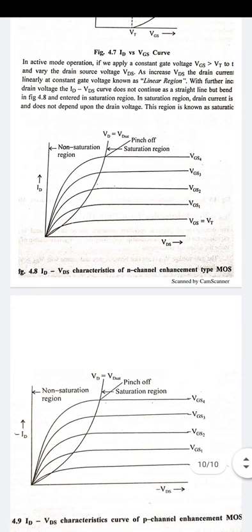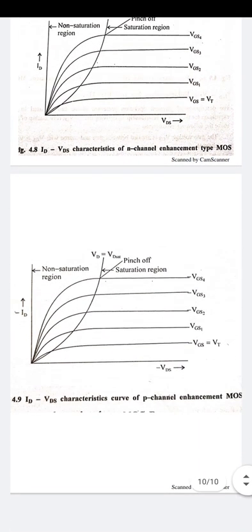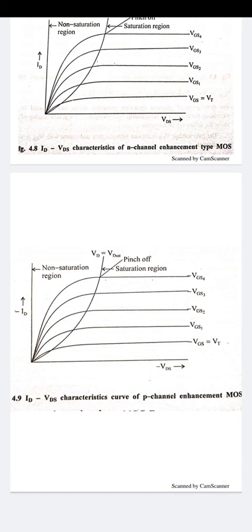This is for N channel type MOSFETs, and below that I have shown in the diagram the P channel type MOSFETs, where the minus VDS and minus IDS relation is shown. Before the pinch off, at particular values of minus VGS1, VGS2, VGS3, that is called the non-saturated region, and after the pinch off, that is called the saturation region.